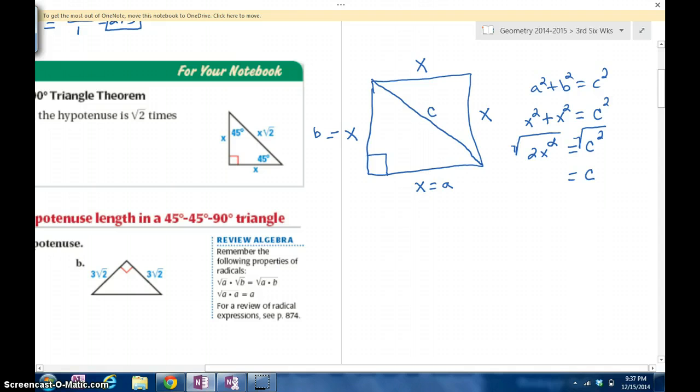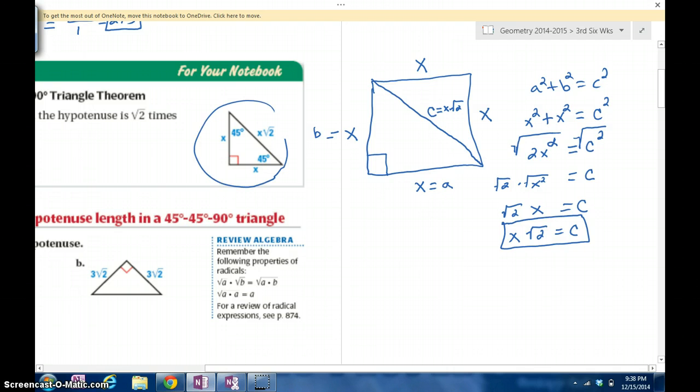Now here, remember, we can split off the radical by doing the square root of 2 times the square root of x squared. So the square root of 2 is just the square root of 2, and the square root of x squared is x, like so. Now we don't write it this way. Convention has us put the whole numbers and variables in front of the radical, and that's how we write numbers with radicals. So that's x times the square root of 2. So our C, our hypotenuse, equals x times the square root of 2.